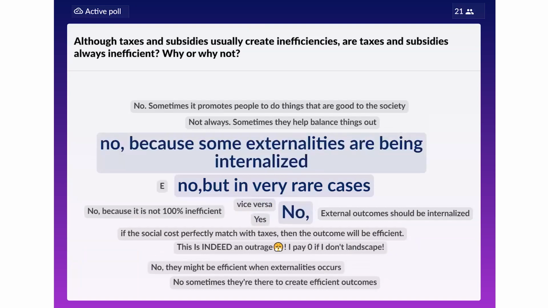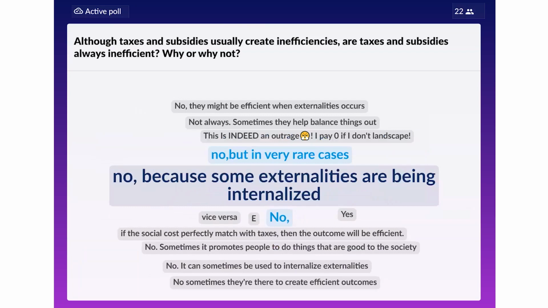So here we have a lot of the answers, but I think most of you got this right: taxes and subsidies might be problematic in the normal case, but with externalities, you could have what we call corrective taxes or corrective subsidies that could actually restore efficiency. All right, so let's move on.